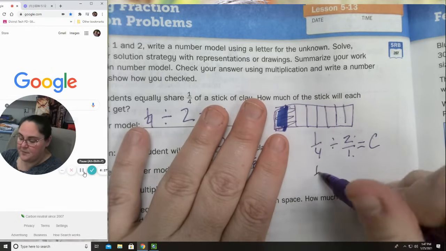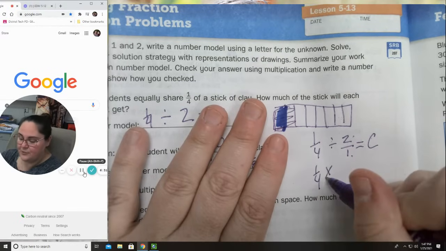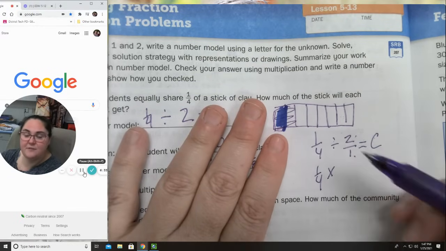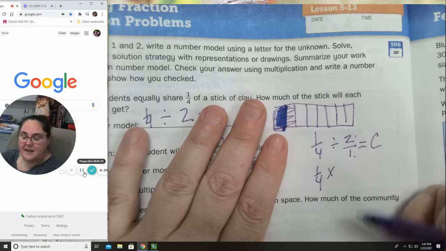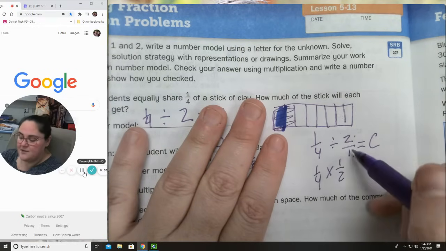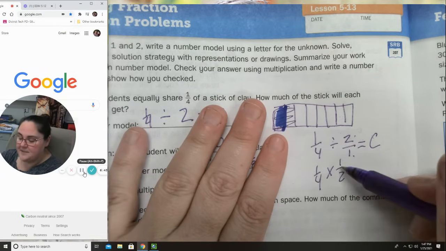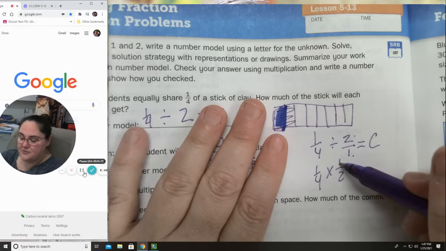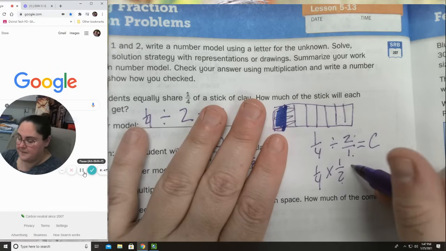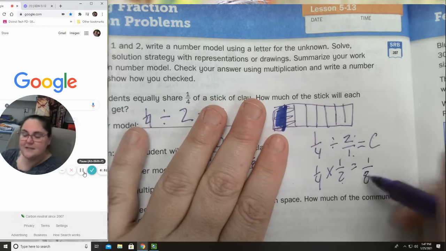Keep your first number. Change from division to multiplication. And then flip your numerator and denominator. So right here, my 2 is on top, my 1 is on bottom. It's the opposite. I flipped it. My 1 is on top, 2 is on bottom. 1 times 1 is 1, 2 times 4 is 8.